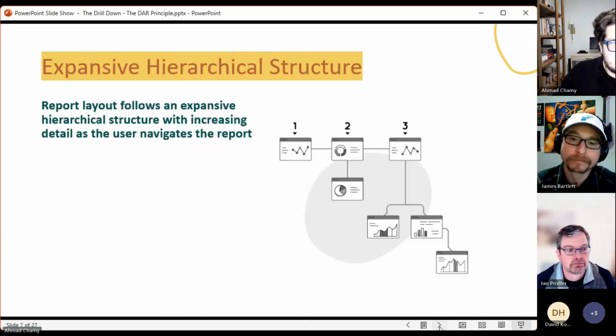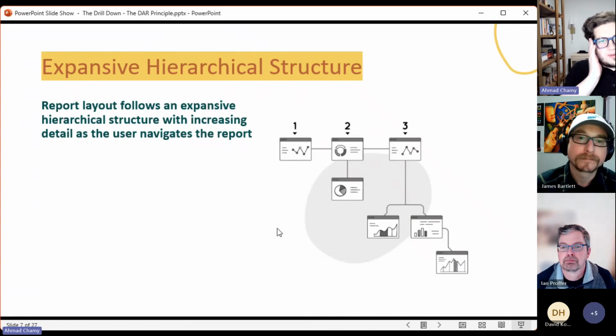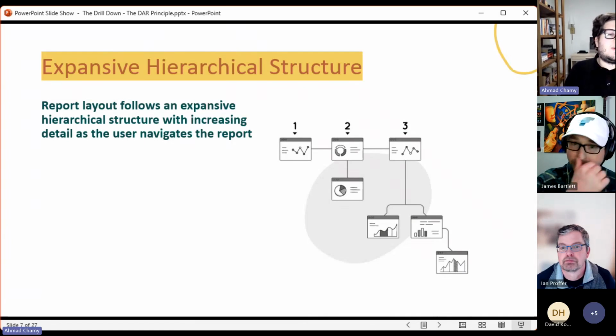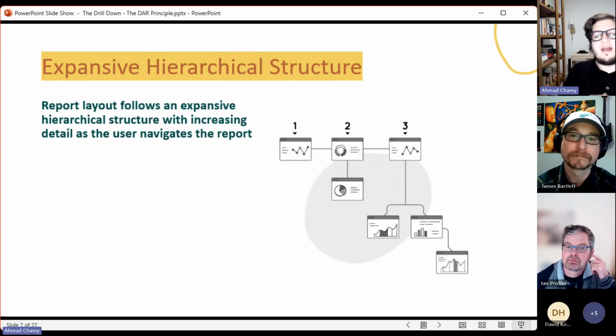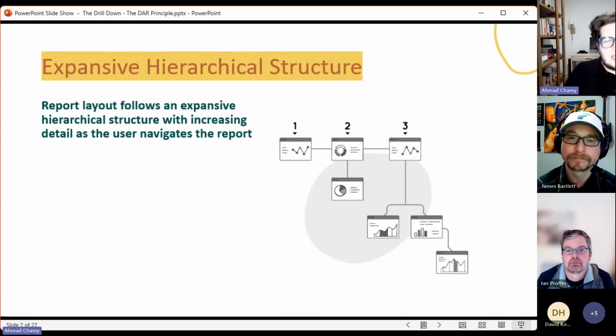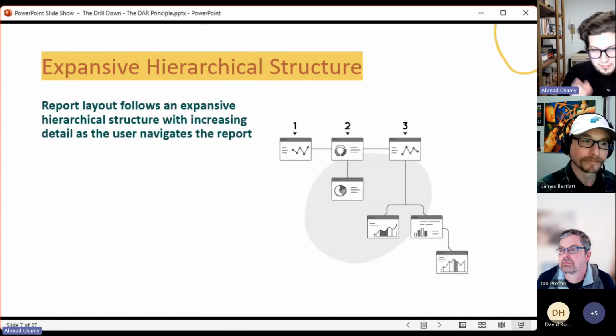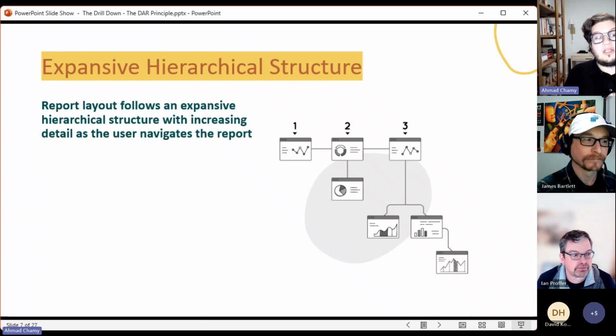Totally. I'll be able to talk a little bit about this. The idea of the DAR principle takes another flavor; you may have heard about it through other lenses too. One of the other ways you might have heard about this principle is expansive hierarchical structure. This is something I stumbled across in one of my readings. I'm forgetting the book right now, I'll probably find it later, but it's a UX book.